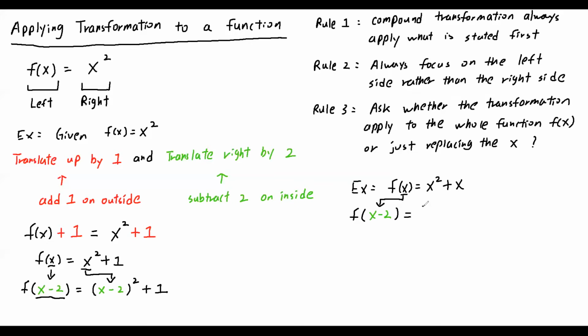We will get (x minus 2) squared plus (x minus 2). Realize how our x got replaced by x minus 2, so all the x in our equation needs to be replaced by x minus 2. A key to success on applying transformation is always focus on the left side of the notation and ask yourself whether the transformation applies to the whole function f of x, or does it just replace the x into something else?